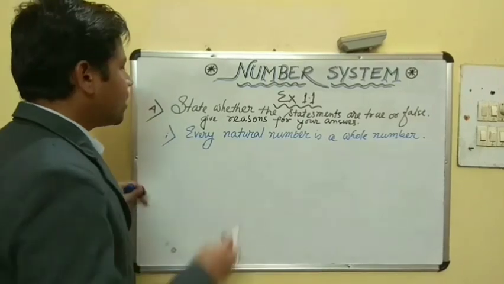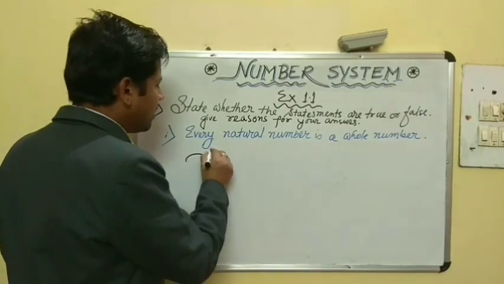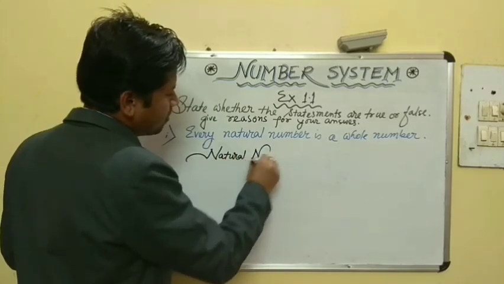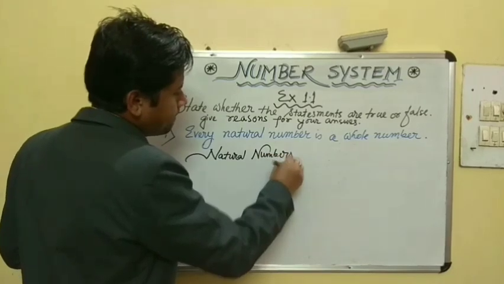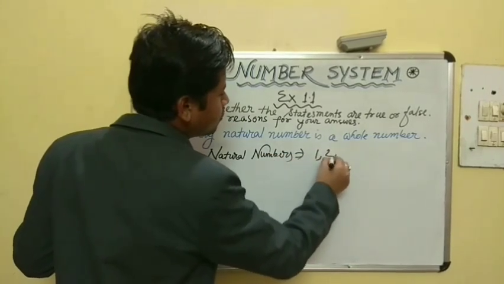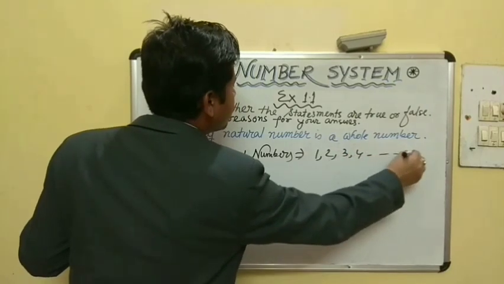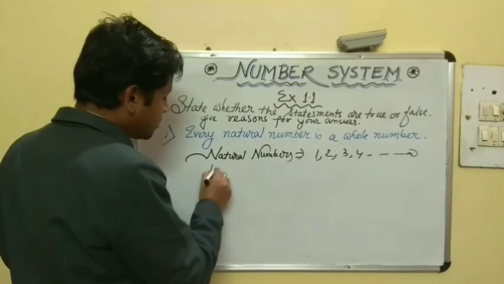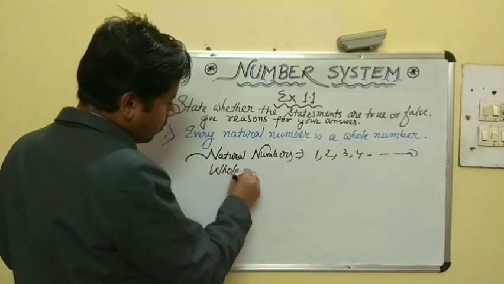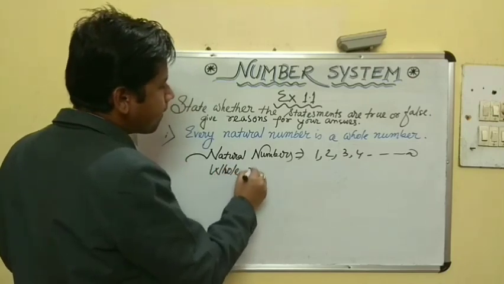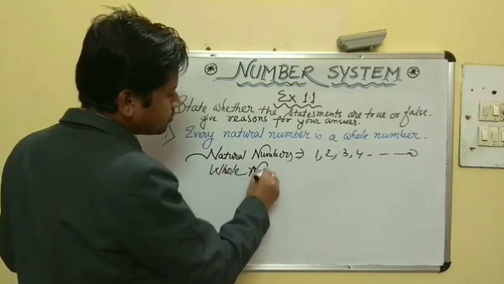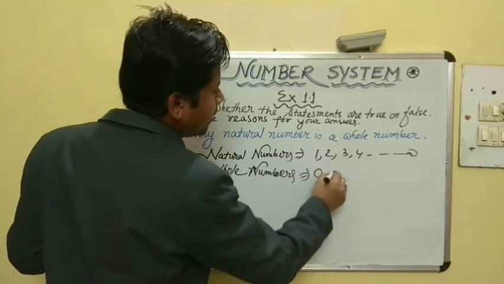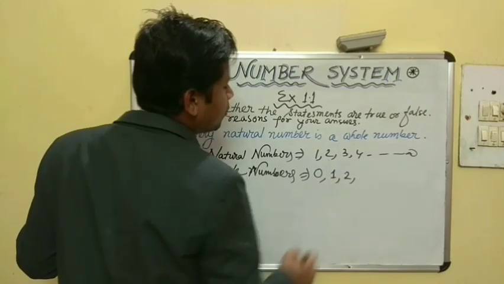First of all, if you want to check, you know what natural numbers are. Natural numbers are nothing but 1, 2, 3, 4 and so on to infinity. And at the same time, whole numbers are natural numbers including 0, along with 0.